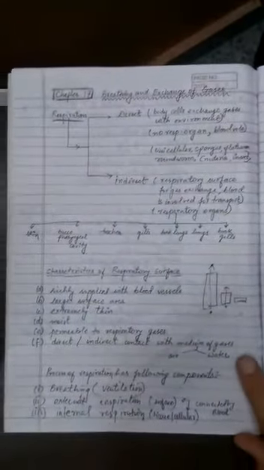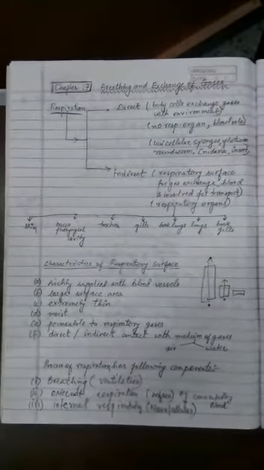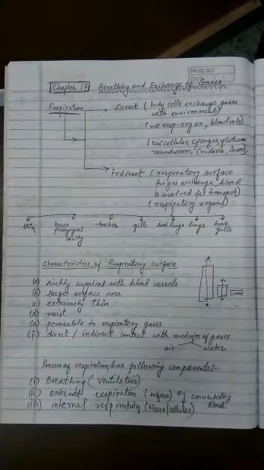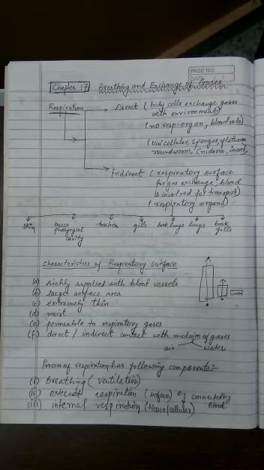So when it comes to the process of respiration, we all know that there are steps in the process of respiration. The first step is breathing, or breathing means exchange of gases, or what you call the ventilation process. And then the second step you can consider is the external respiration. External respiration means at the surface.